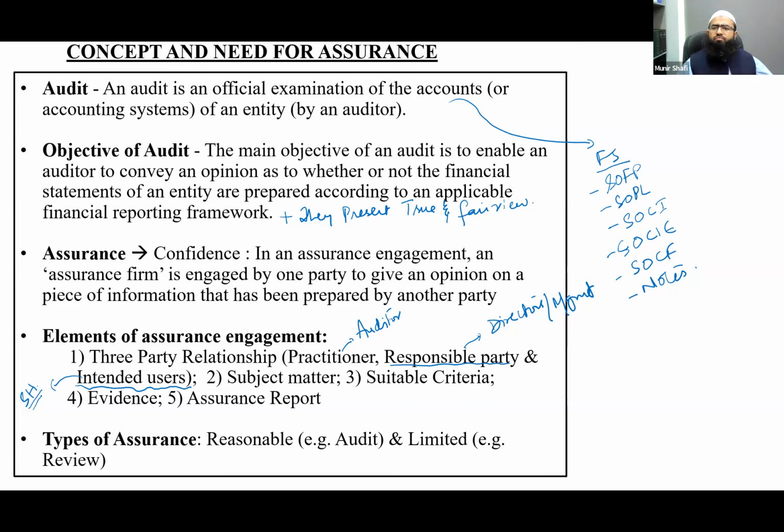Limited assurance. For example, a review assignment, an interim review. Limited procedures are performed, and hence the opinion is also called a negative opinion, because the wording itself does not provide a positive opinion, and a lower level of assurance, a lower level of confidence, is conveyed to the shareholders.